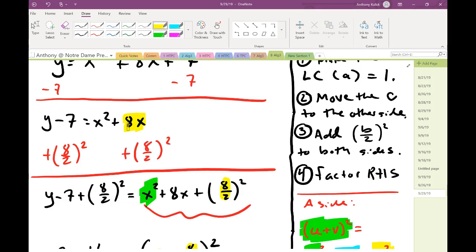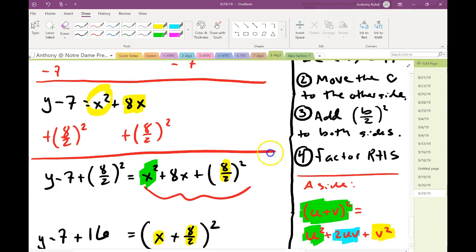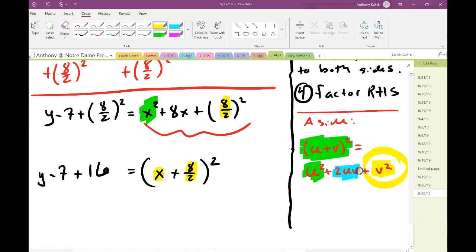If I want to get v out of that, I have to divide 8x by 2u. Everybody agree with that? And in this case, our u is just x. So when I divide 8x by 2x, I get the value that I need to complete this perfect square.